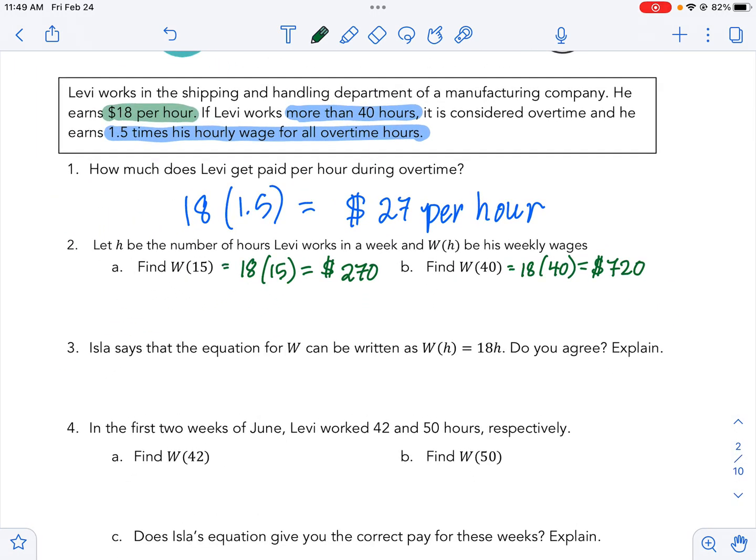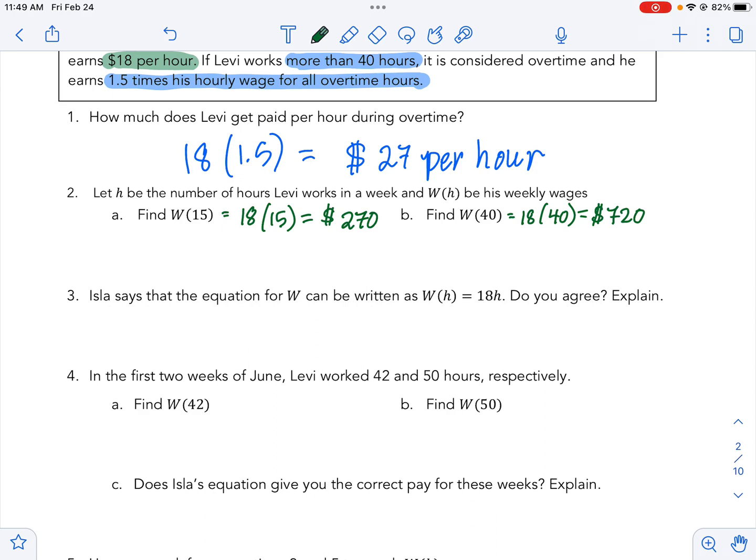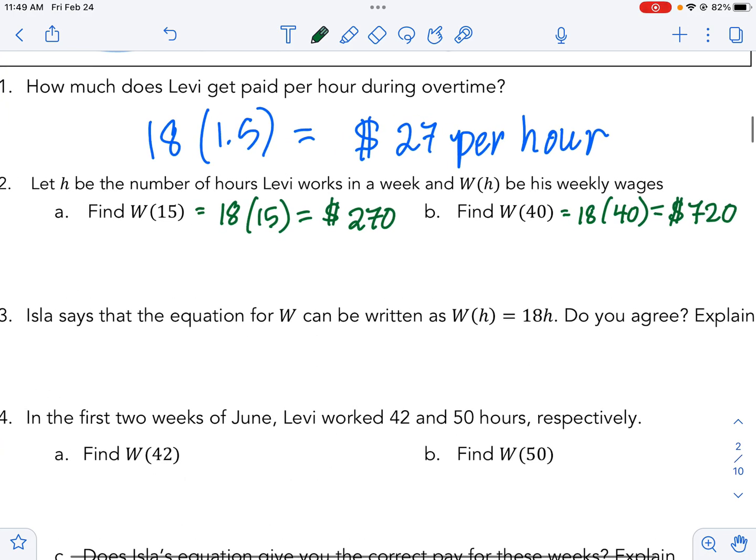Isla says that the equation for W can be written as W(H) equals 18H. Do you agree? I would say yes, if the number of hours is less than or equal to 40, because if it's greater than 40, it's 1.5 times that.